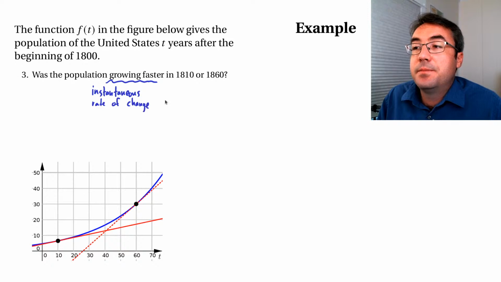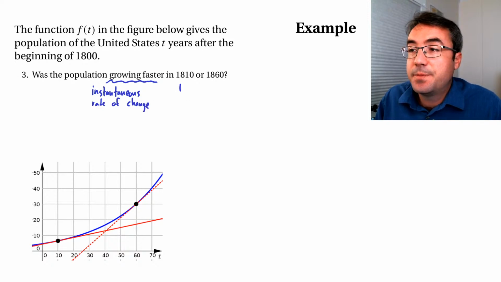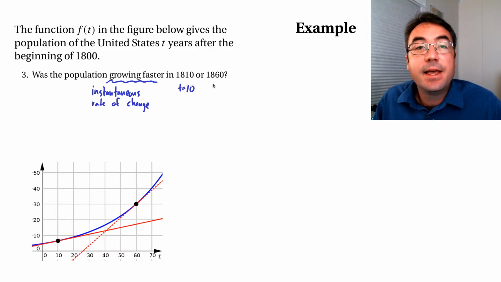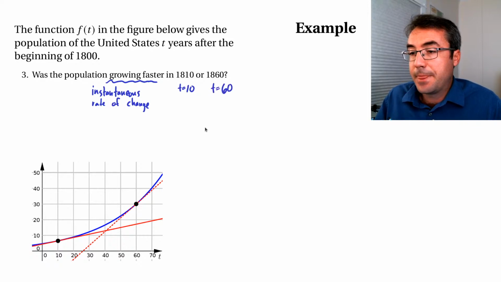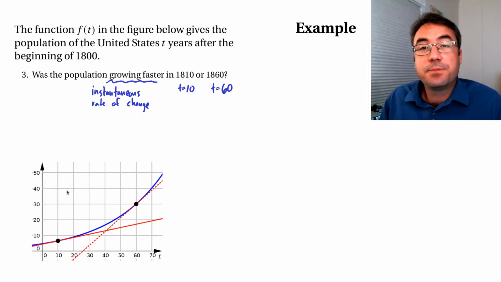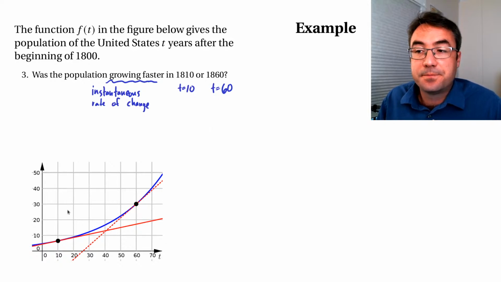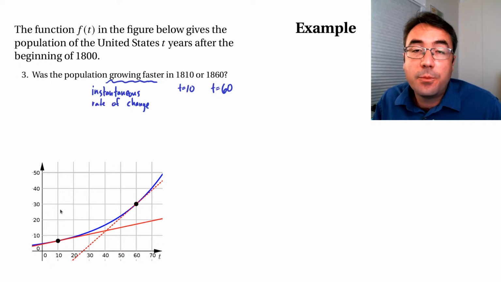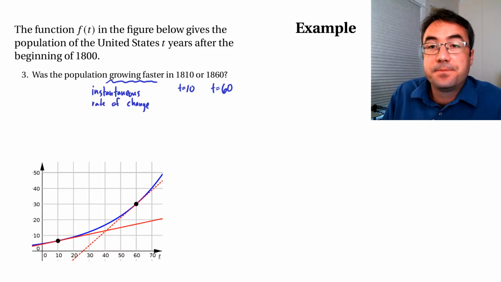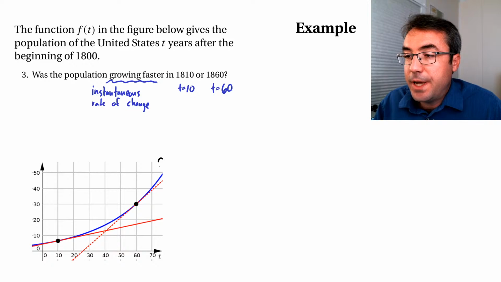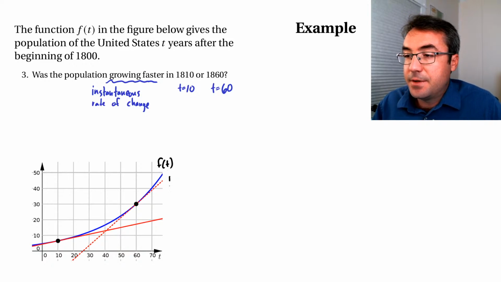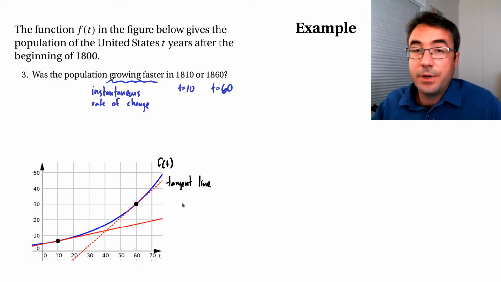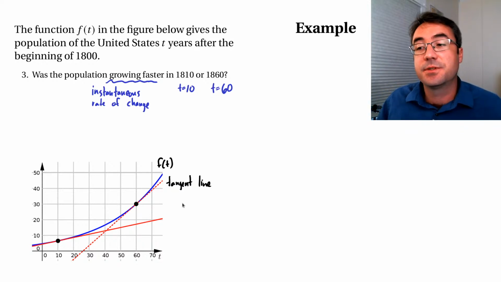For this problem, 1810 corresponds to t equals 10, and 1860 corresponds to t equals 60. We plot each of those points on our graph, and we look at the slope of the tangent line at each of them. So we have our original population curve there, and then the dotted line here is our tangent line, what we would actually draw in ourselves.